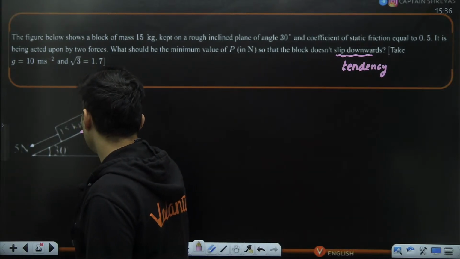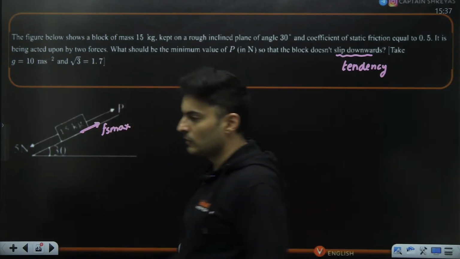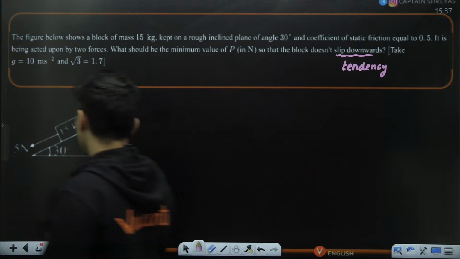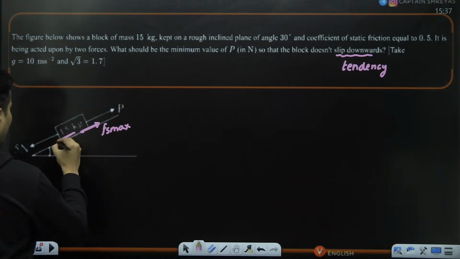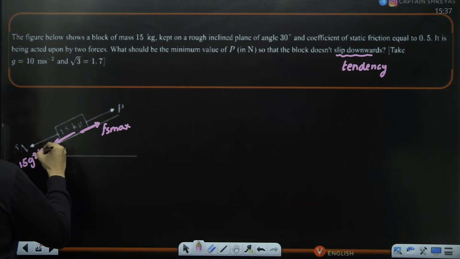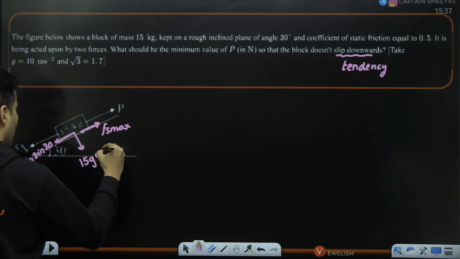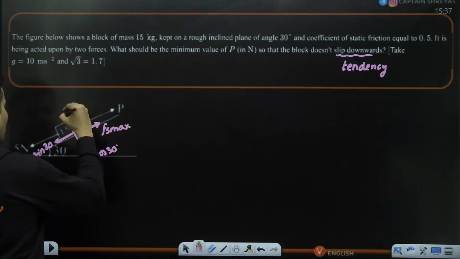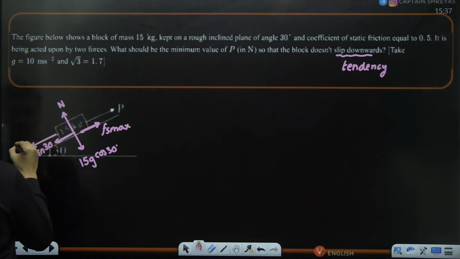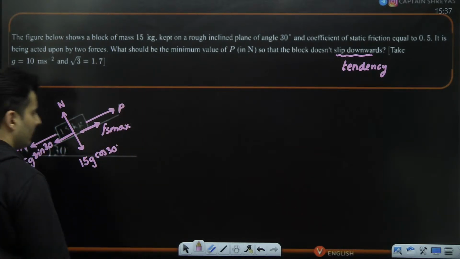And since we have to find minimum force and all that, so we'll come to Fs max over here. So friction is acting like this. 5 Newton is there. Apart from that, you will have mg sine theta. That means 15g sine 30 like this. Obviously, 15g cos 30 like that. And of course, normal force over here. This 5 Newton is anyways there. And this pull is also there.